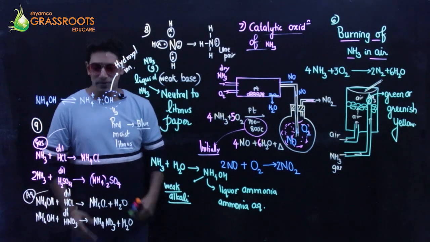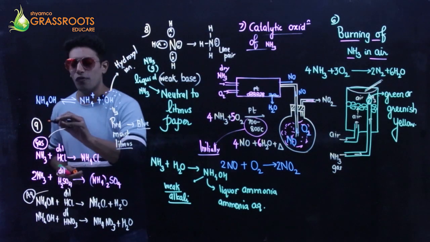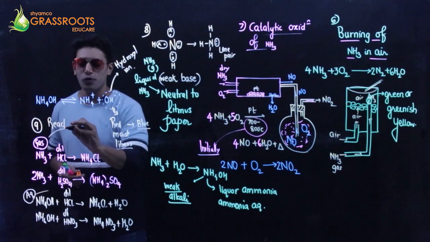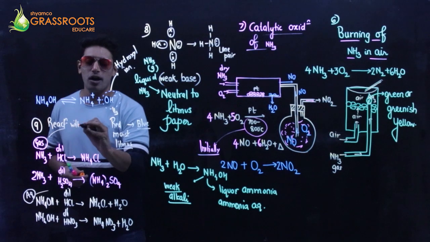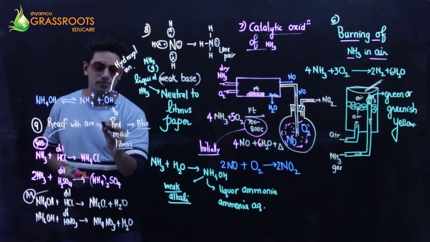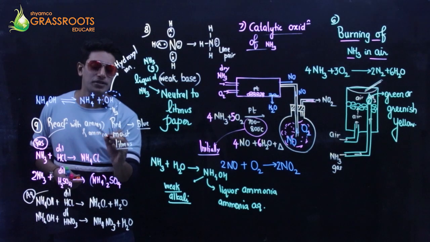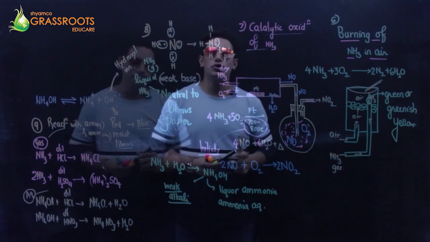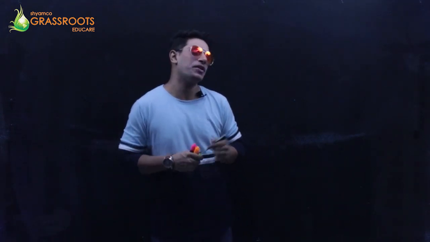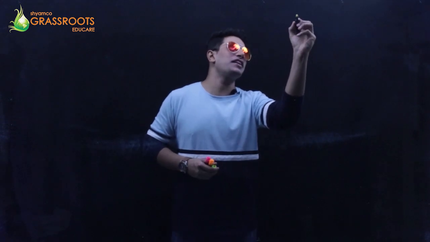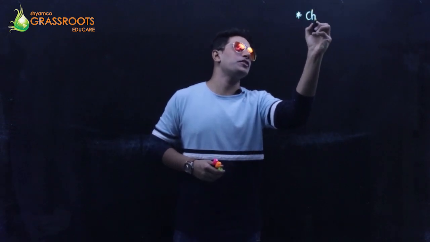So go through them. Okay, the 9th header was a few reactions with ammonia gas and ammonia aqueous. Go through them. Talking about the chemical properties of ammonia gas, the 5 reactions which are very important. Let's start with the next heading, chemical properties.